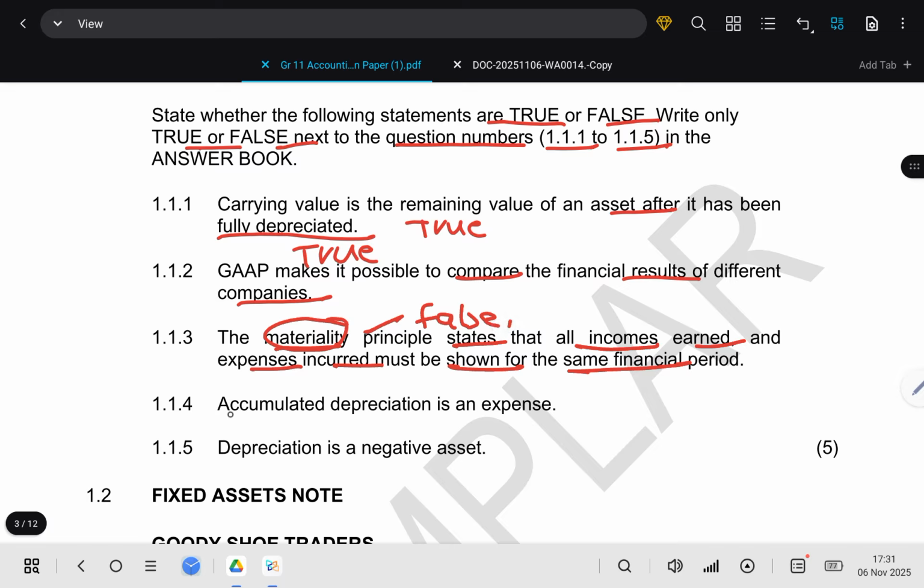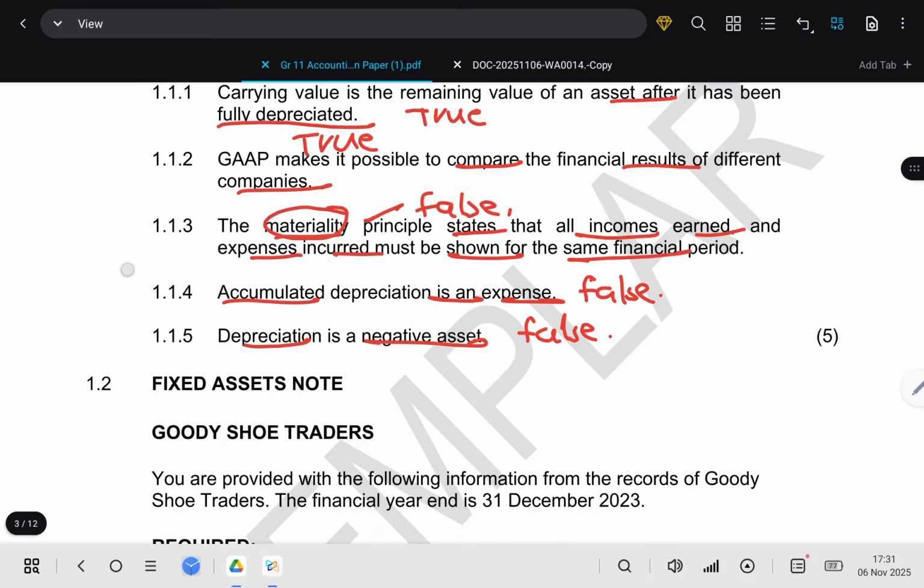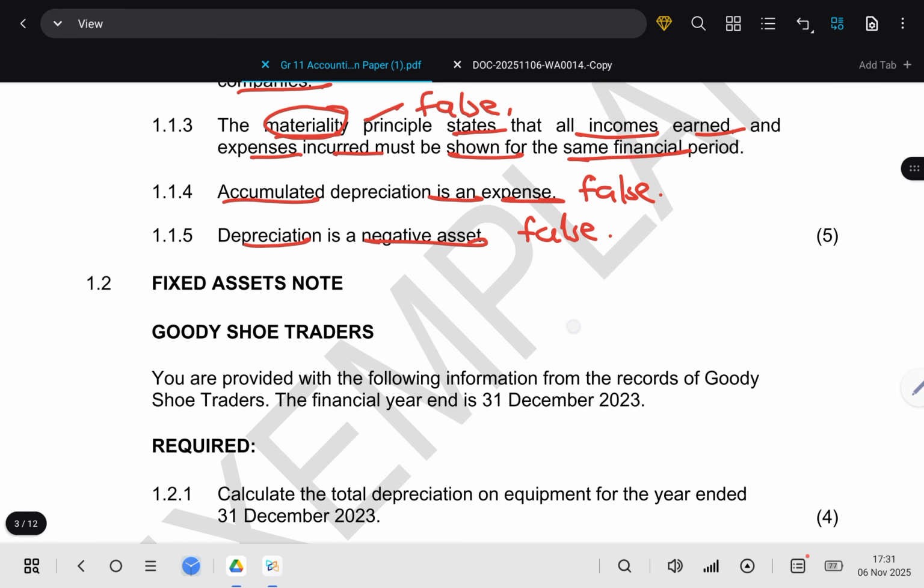Next one, they are saying that accumulated depreciation is an expense. Now remember, accumulated depreciation, we don't regard it as an expense, we regard it as a negative asset. So this statement here will be false. And then the next one says that depreciation is a negative asset. Depreciation cannot be a negative asset because it is an expense. So therefore, this statement is false. Okay, so please make sure that you look at the keywords as you deal with the concept.